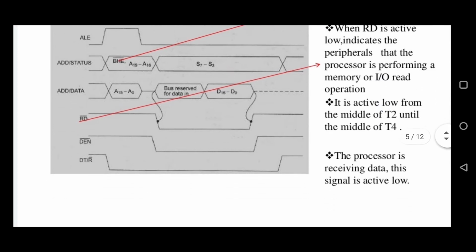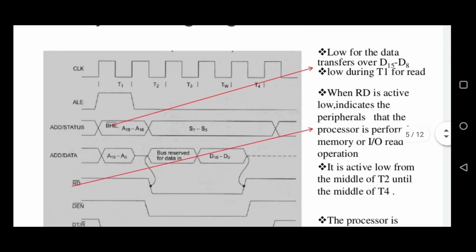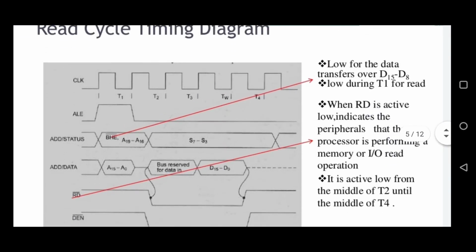And finally the last signal is DT/R. This signal shows the processor is receiving data. So basically this signal is an active low signal. So that is the concept of the read cycle timing diagram.